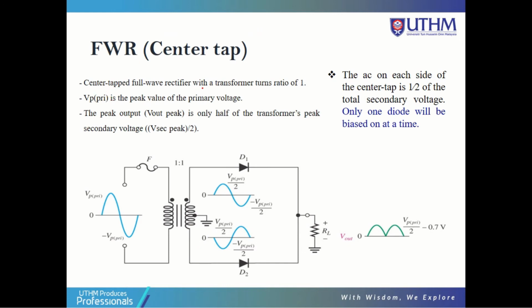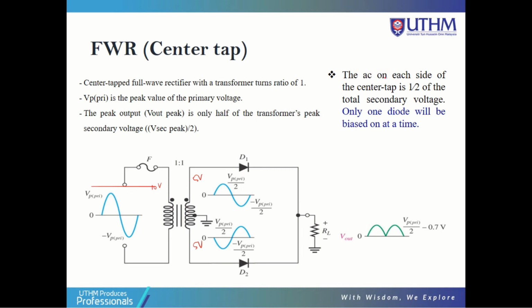Center tap full wave rectifier with a transformer turn ratio of 1. V primary is the peak value of the primary voltage. For the primary, the peak output is only half of the transformer peak secondary, because the turn ratio is 1, 1 to 1. Then it sits at ground here, so it divides into two. For example, if here is 10 volt, then this side becomes 5 volt and that side becomes 5 volt. It will be divided by 2.